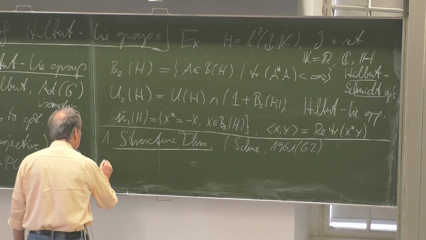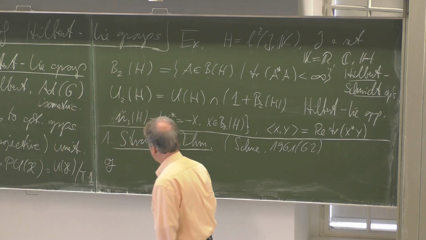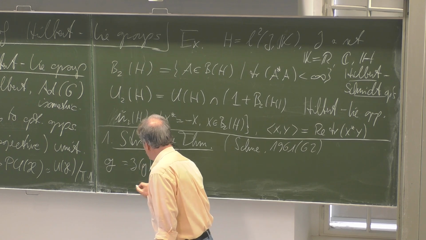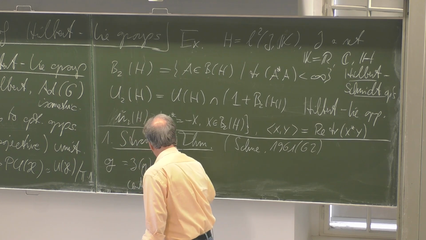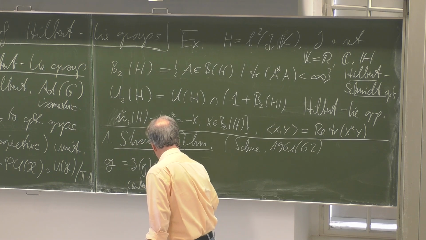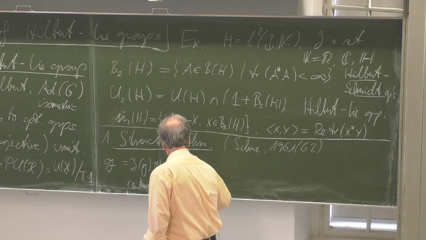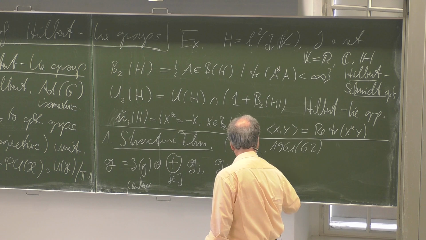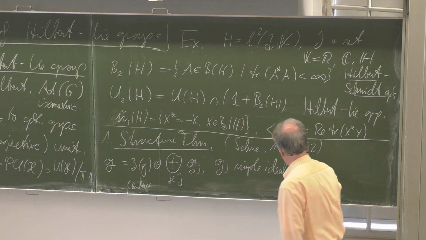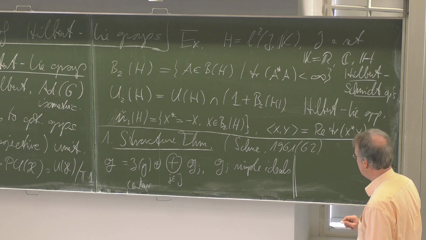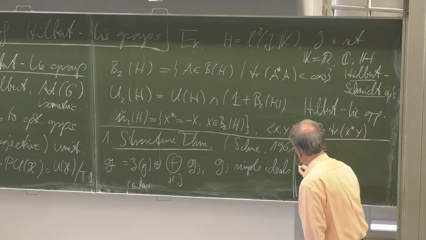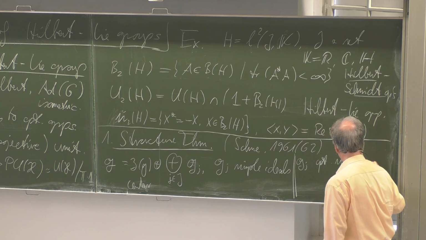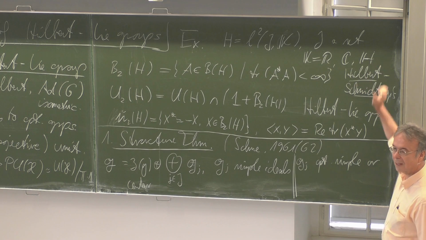And what he proved is that if we have a Hilbert Lie algebra, then this is a direct sum of a center and simple ideals. He also identified the simple ideals. So g_j could be either compact simple, so finite dimensional, or of this type, and that's it.